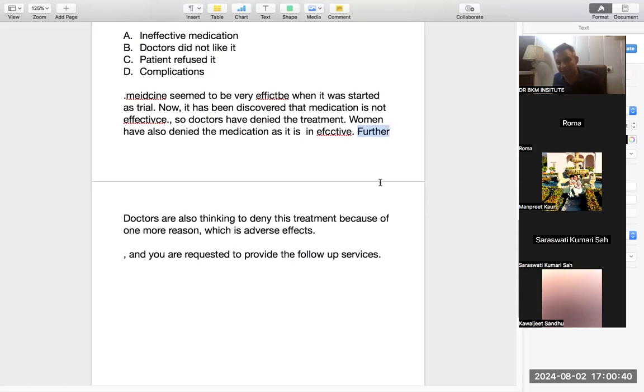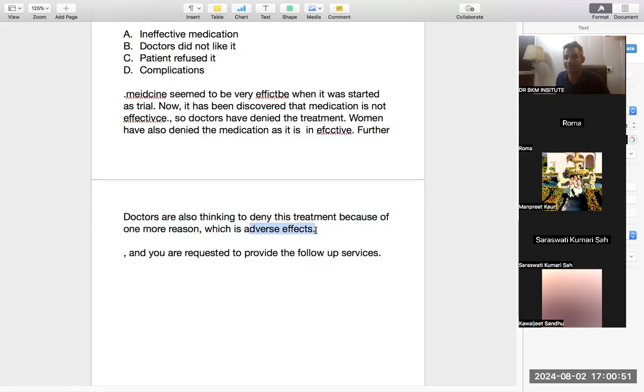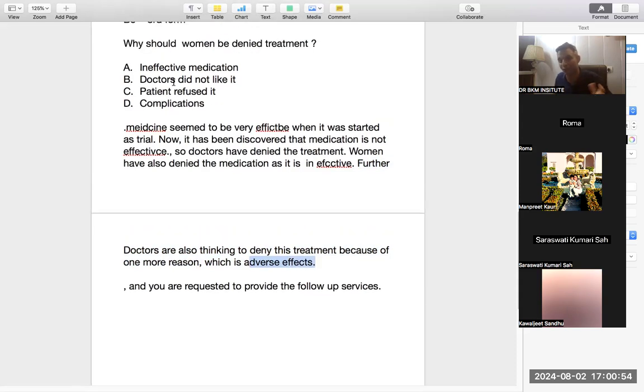So the answer should be again in this line, because doctors are also thinking to deny this treatment. Thinking means they are thinking for the future. Doctors are also thinking to do so because of one more reason, which is adverse effects. So even then, this question is more complicated in the exam if you are in a rush. Suppose today I have not taught you tenses and you are reading this question, why should women be denied treatment? Doctors have denied the treatment because it is ineffective. Ineffective. Okay, A is my answer. But then you do not understand that should means future advice.